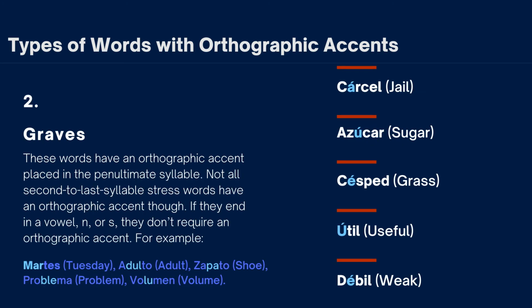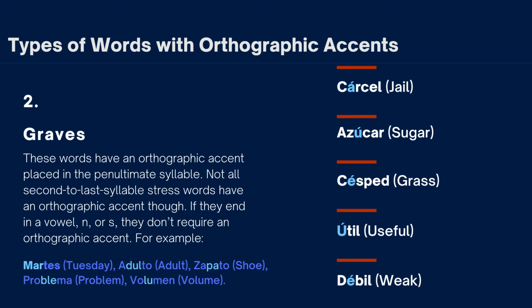Now, the second type of words with orthographic accents are graves. These words have an orthographic accent placed in the penultimate syllable. However, not all the second to last syllable stressed words have an orthographic accent. If they end in a vowel, N, or S, they don't require an orthographic accent.